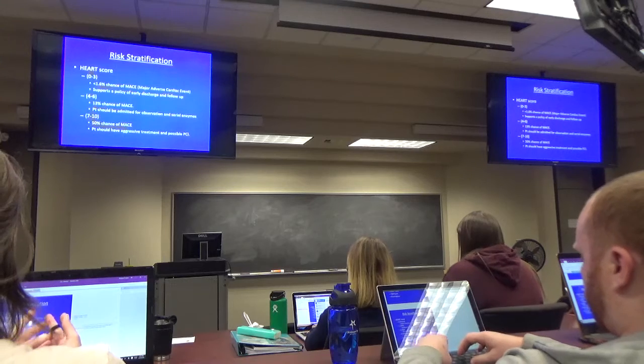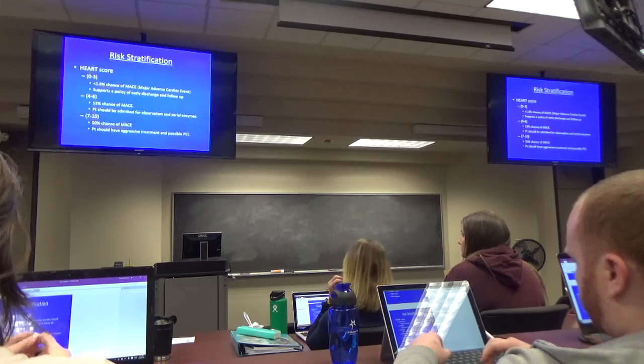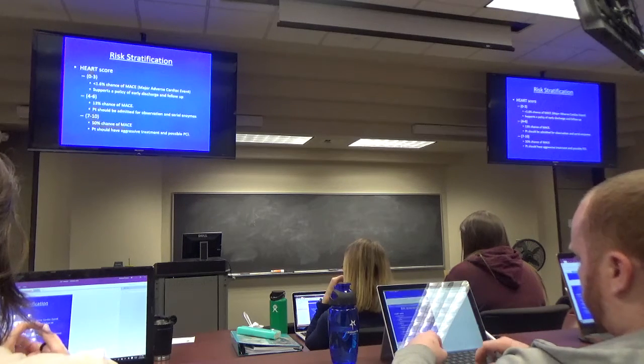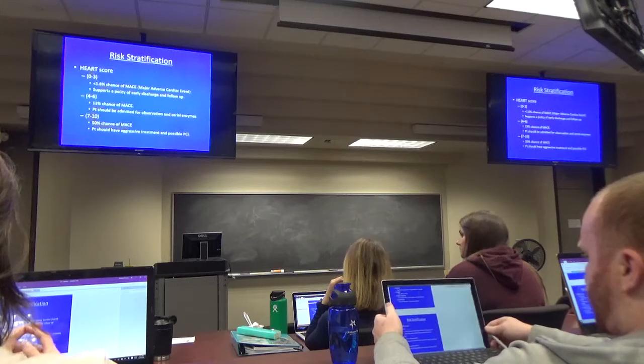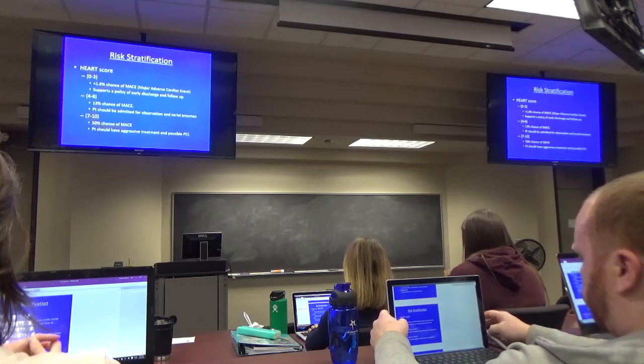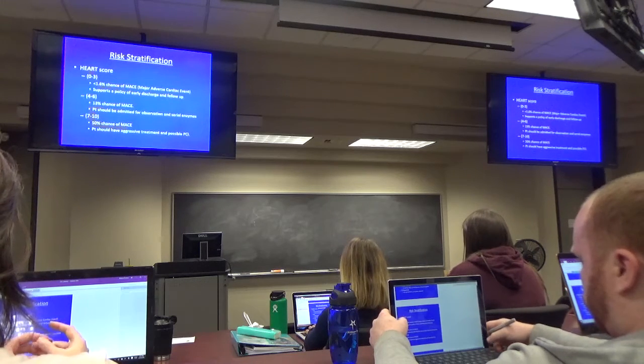And so here, what I like about the HEART score versus the TIMI score: the TIMI score gives you some risk stratification numbers, but the HEART score tells you what to do. The TIMI score does not. HEART score, so 0 to 3, send them home. Less than 1.6% chance of MACE, major adverse cardiac event. I think that's out to 6 weeks.